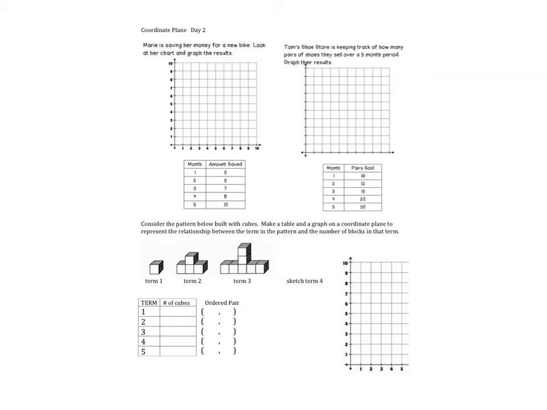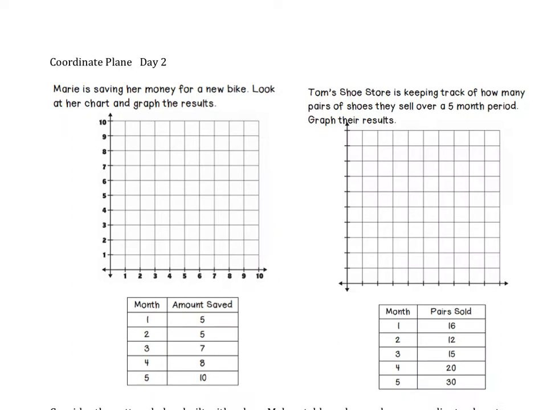Hello again, everybody. We're going to look at some more coordinate plane ideas for our day 2 notes. Starting off with a couple word problems. It says that Mary is saving her money for a new bike. Look at her chart and graph the results.